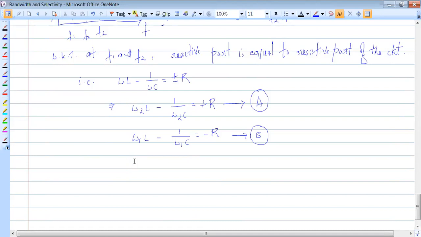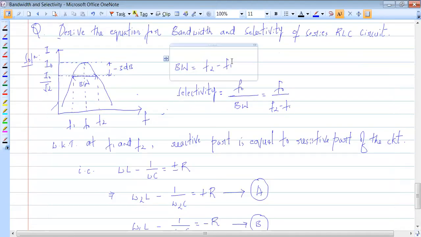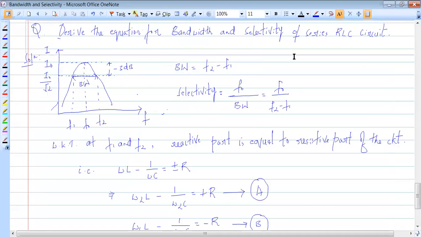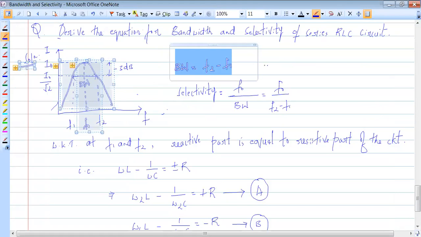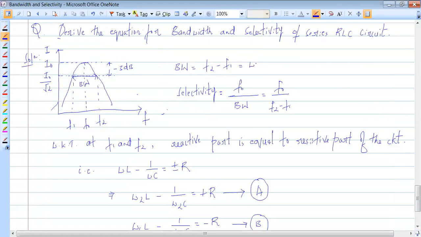Now, to derive the equation for bandwidth, you have to subtract equation B from A. Everyone understand why we have to subtract equation B from A? Because I need something like an equation which is F2 minus F1. If that is hard to follow, you can say omega 2 minus omega 1. These are the frequencies in radians per second, and these are the frequencies in hertz.